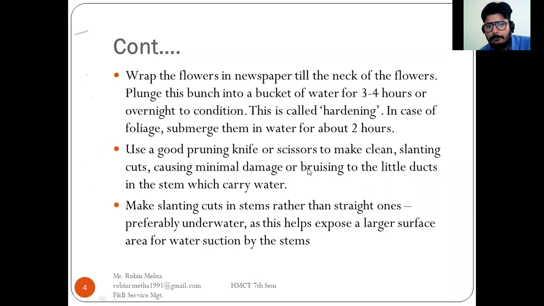So we prune it. Prune means we nip that particular branch or flower from the stem, foliage or leaves. Whenever we are pruning that flower, we have to use good quality knives and scissors, because it may affect the cleanness of the cut. Slanting cuts are needed, and they do minimal damage. We also do brushing in the stems where they carry the water.